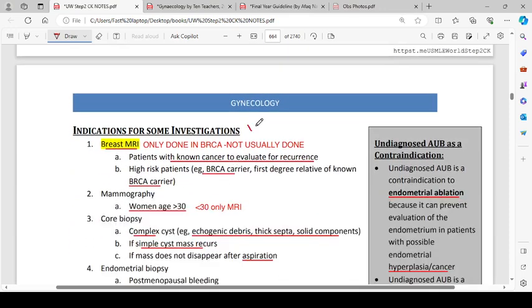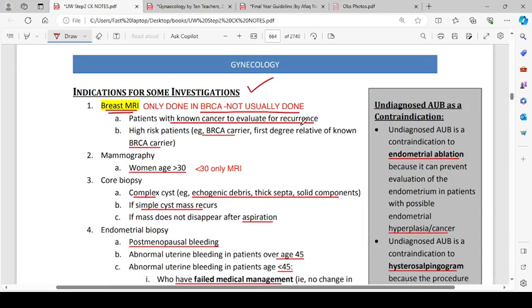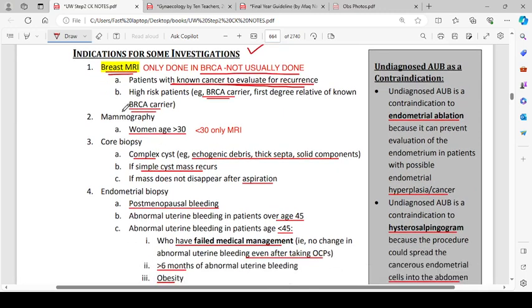Indications for some investigations. Firstly, breast MRI, only done in BRCA, not usually done. Patients with non-cancer to evaluate for recurrence. High-risk patient with BRCA carrier, first degree relative of non-BRCA carrier. Mammography, women age more than 30, less than 30, only MRI is done.